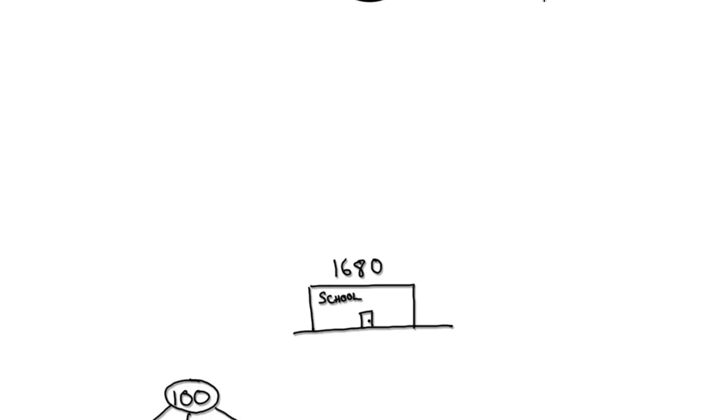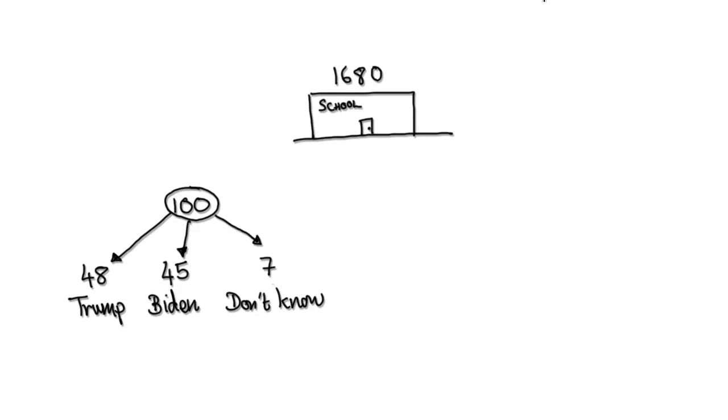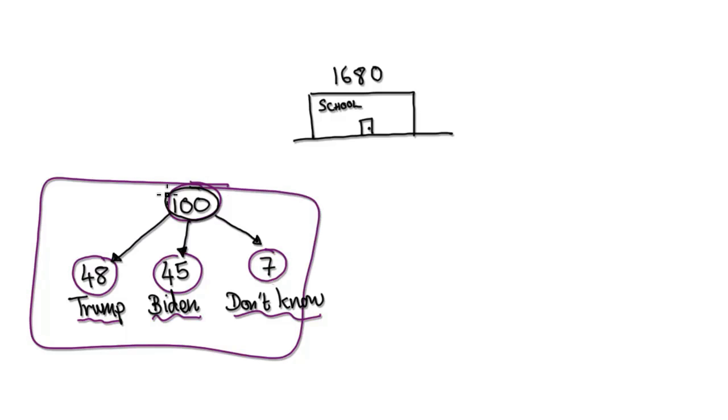Okay, let's give you guys a ratio problem. So let's say in a school there are 1,680 students, and you're going to take a sample of 100 students. 48 of them said they're going to vote for Trump, 45 said they're going to vote for Biden, and seven of them said don't know. So we can use this data to work out what the whole school will say.